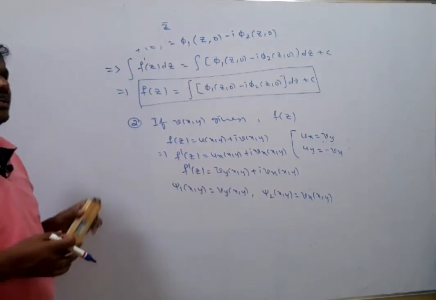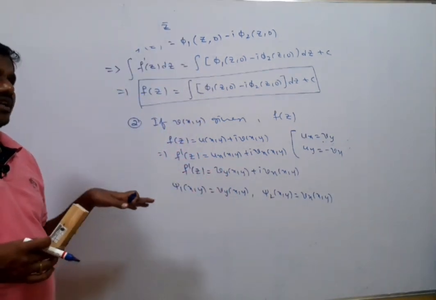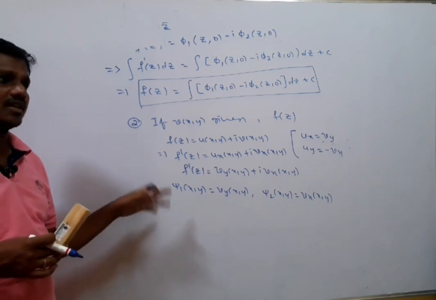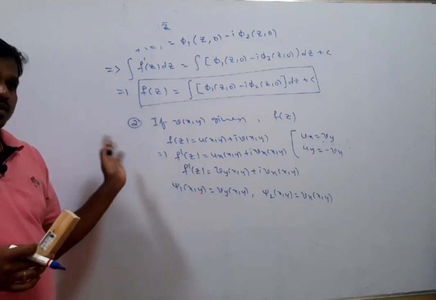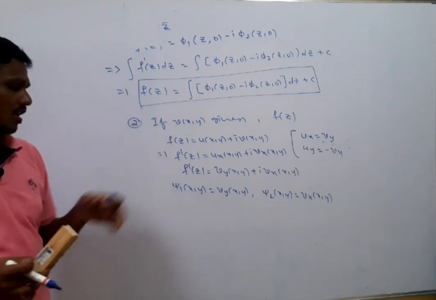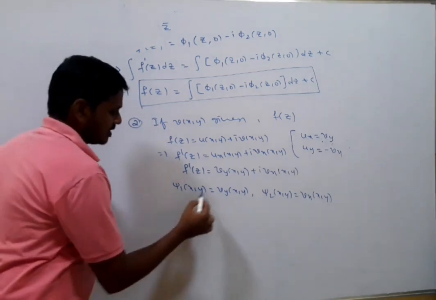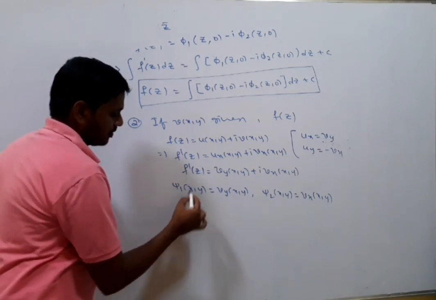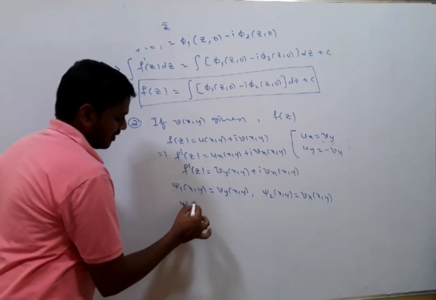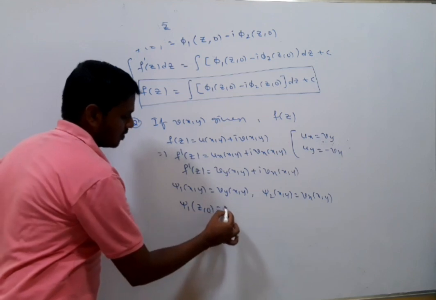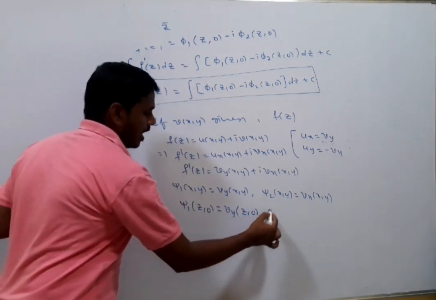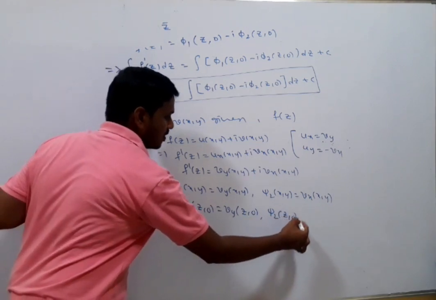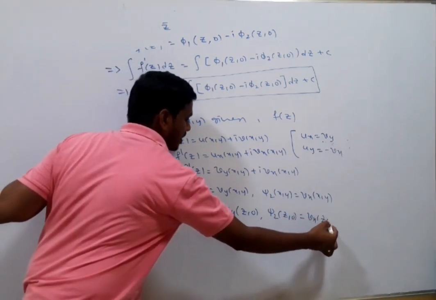Same procedure: z is equal to x plus iy, z bar is equal to x minus iy, z plus z bar by 2 is equal to x, z minus z bar by 2i is equal to y. After that put z equal to z bar, you will get the terms. So finally, psi 1 of z comma 0 is equal to vy of z comma 0 after that procedure, and psi 2 of z comma 0 is equal to vx of z comma 0.